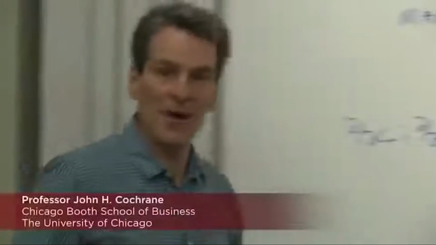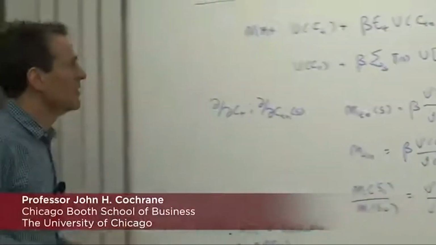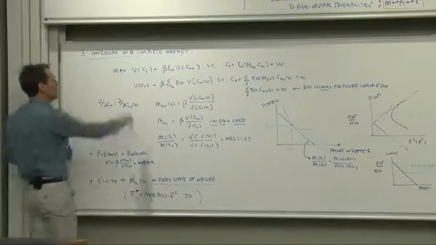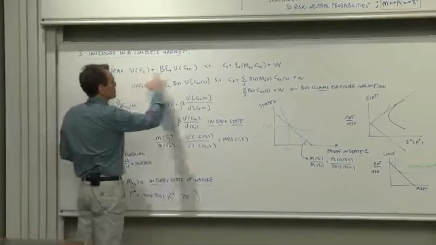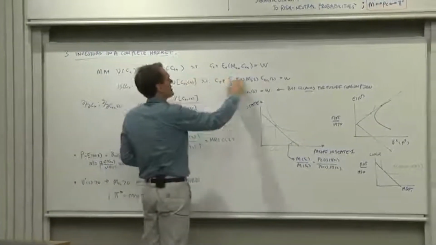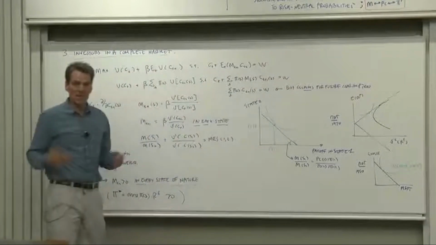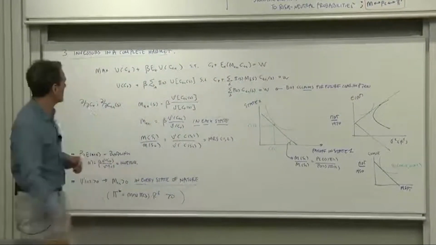So we're still thinking about complete markets. Let's go back and look at the investors in a complete market. What's the investor's problem? Well, here's our friend the utility function, max utility plus expected utility tomorrow. And I'm going to write his budget constraint now as today's consumption plus the discounted value of tomorrow's consumption equals initial wealth. Now let's look at that a little more carefully.